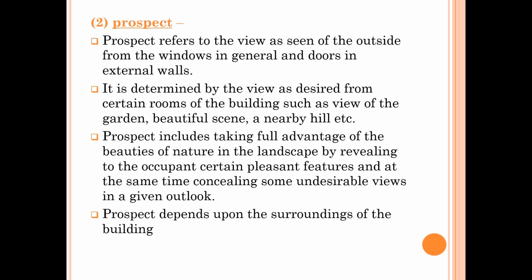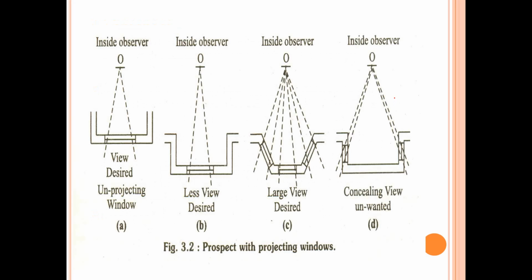So prospect includes taking full advantage of the beauties of nature in the landscape by revealing to the occupants certain pleasant features, and at the same time concealing some undesirable views in the given outlook. So we have to conceal, or not provide any window to, the undesirable views by not providing windows on that particular side. Prospect depends on the surroundings of the building.